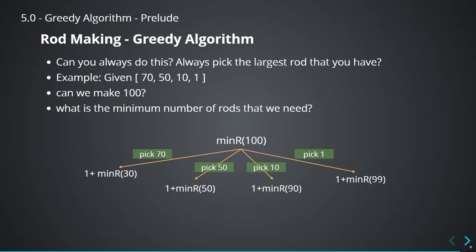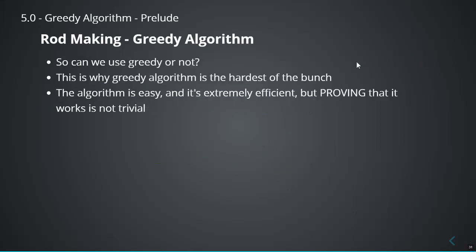But is that the optimal answer? No. You've got 50 there. You pick two 50s and you're done. You've got 100. So what's going on? Can we use greedy or can't we?